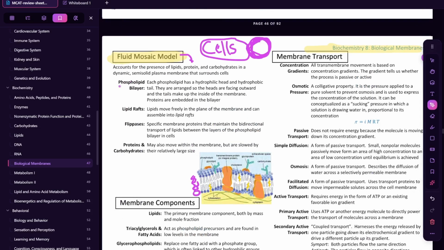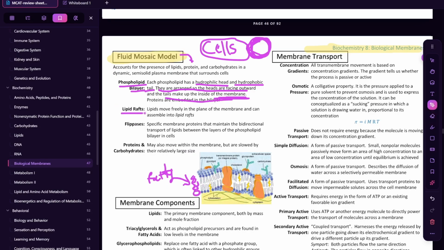As it says here, you have a phospholipid bilayer, and each phospholipid, you already know, has a hydrophilic head and a hydrophobic tail. Remember, the tail is always hydrophobic because those are your fatty acid tails. Remember that fat doesn't like water. Oil doesn't like water, for example. They're arranged so the heads are facing outward, and the tails make up the inside of the membrane. So on this inside here, you only have the tails, and that's very similar to how the micelle is structured too.